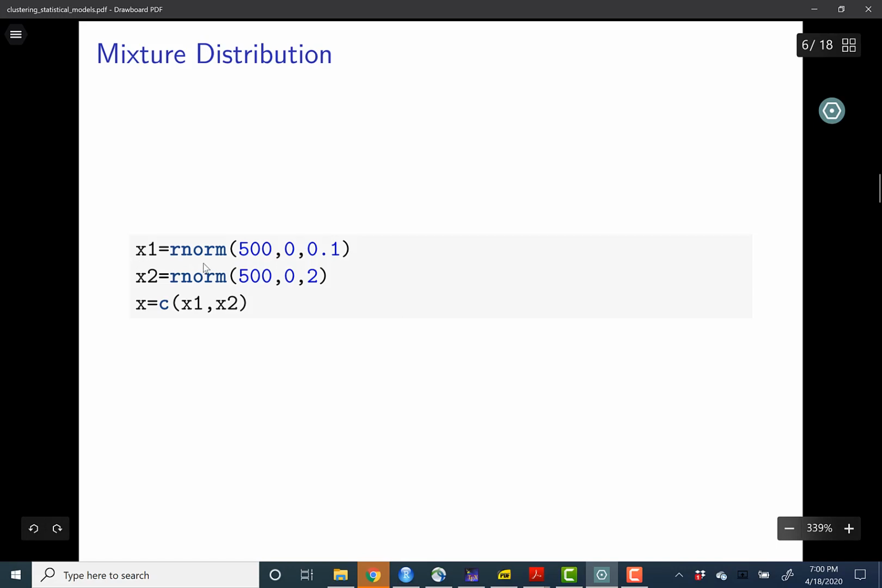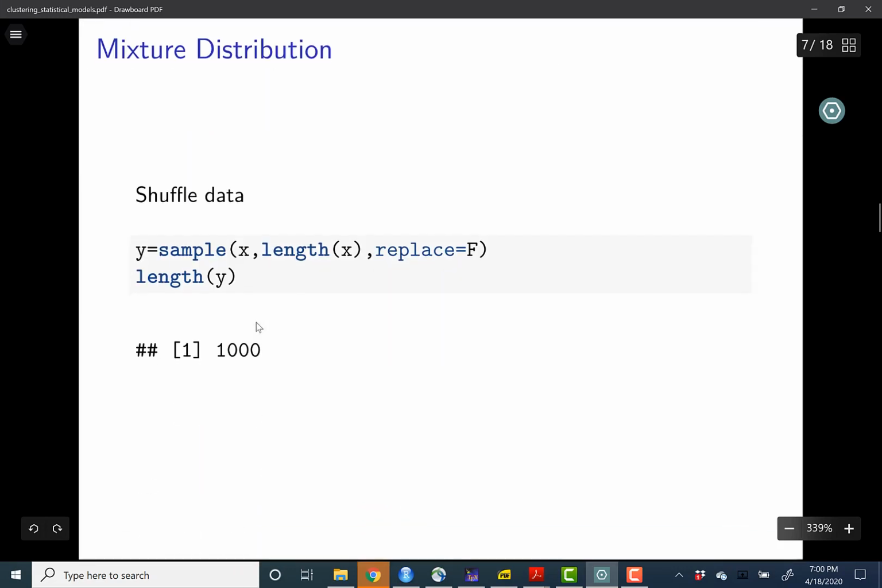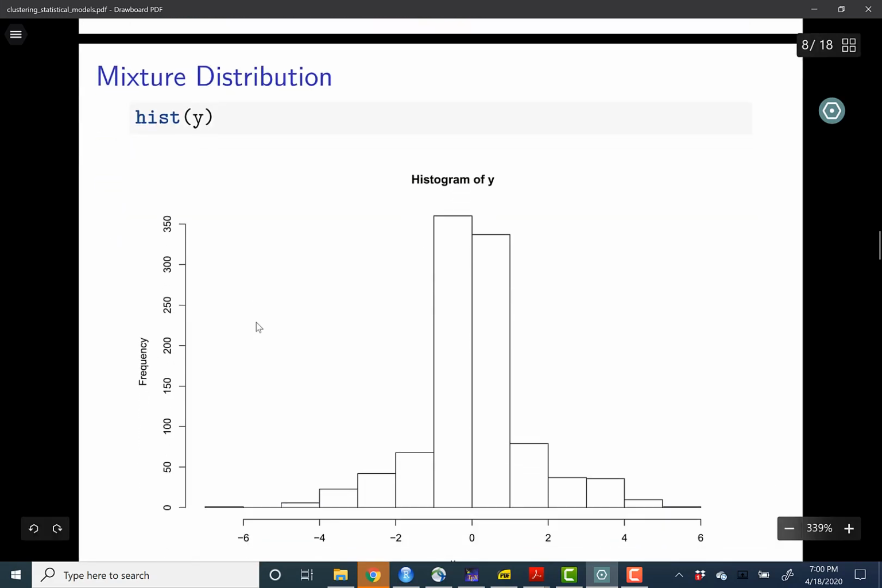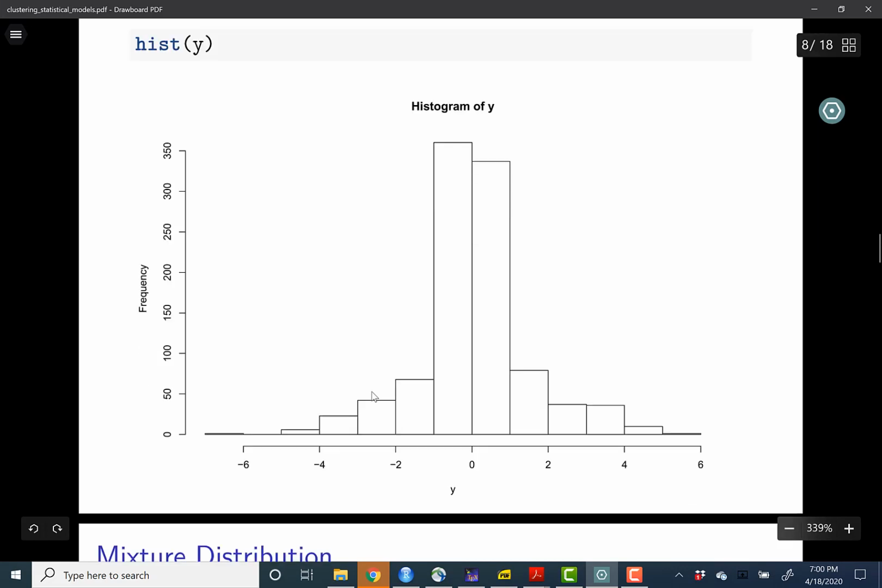In x1, I have again the random normal distribution, mean is 0, variance is 0.1. In x2, random normal, mean is 0, variance is 2. Again, these two are different distributions, right? Because the variances are different. So let's shuffle the data and look at the histogram. From here, if you just looked at the histogram, you cannot really say whether there are 1 or 2 or 3 underlying clusters, right? You cannot say.